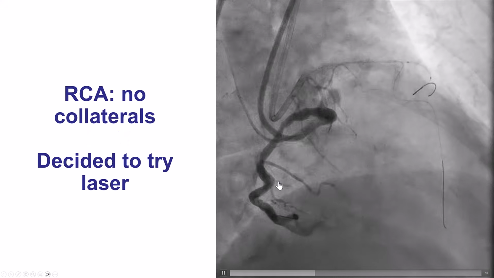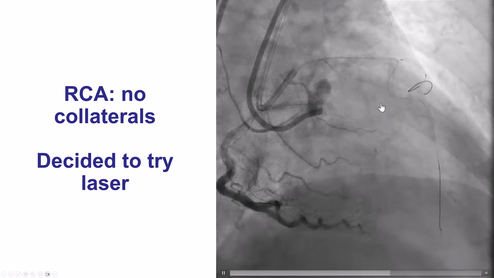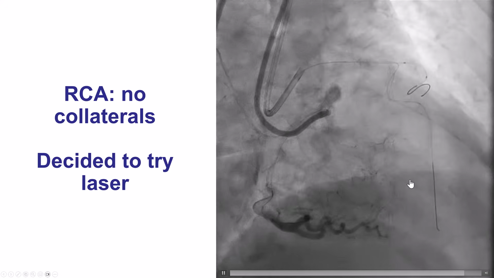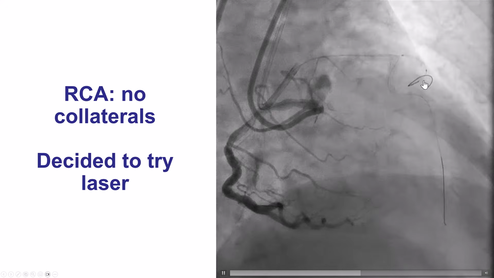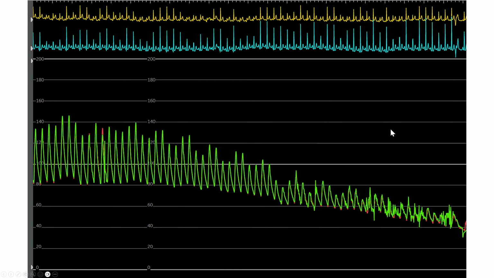We looked again at the right coronary artery. Maybe now that we're compromising a little bit the LAD, we may have some better collaterals, but unfortunately there was no visible collateral coming from the PDA to the LAD, and we decided to use a laser. That was not a good decision.